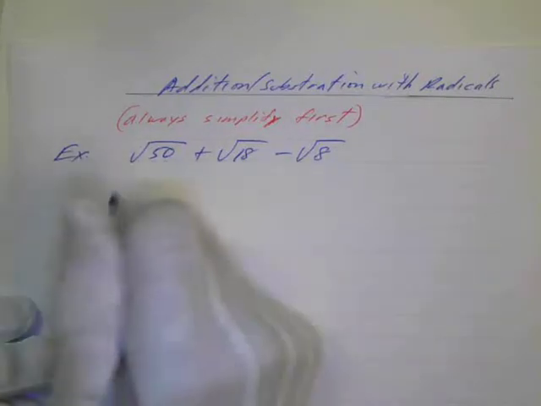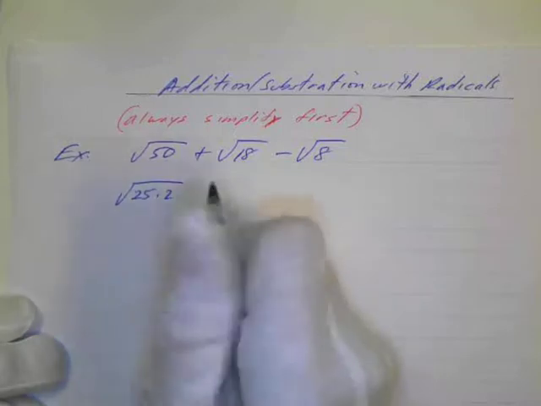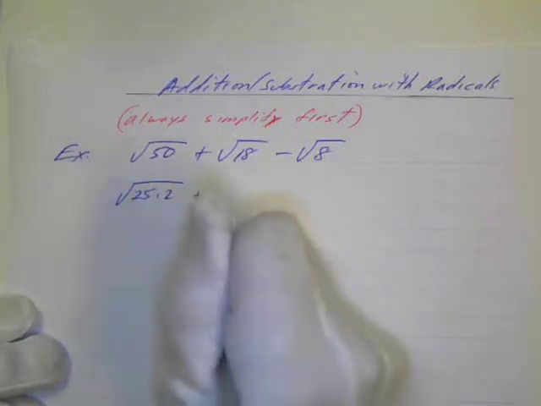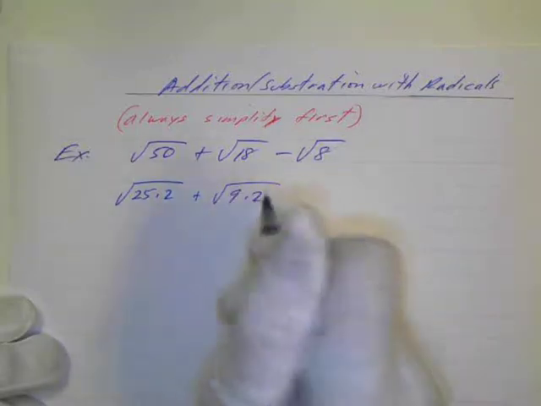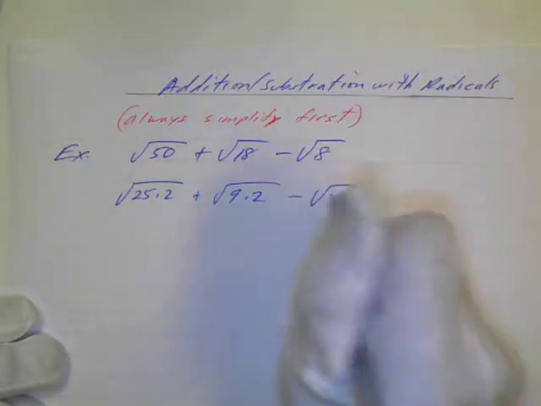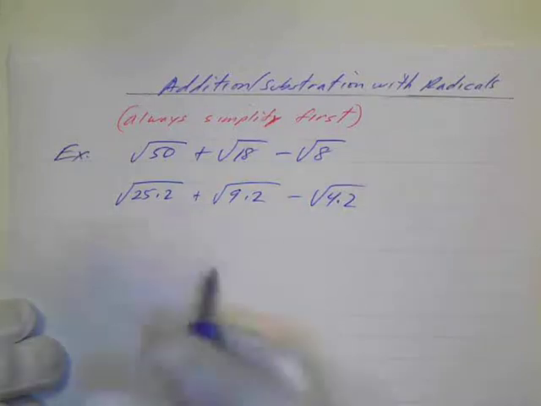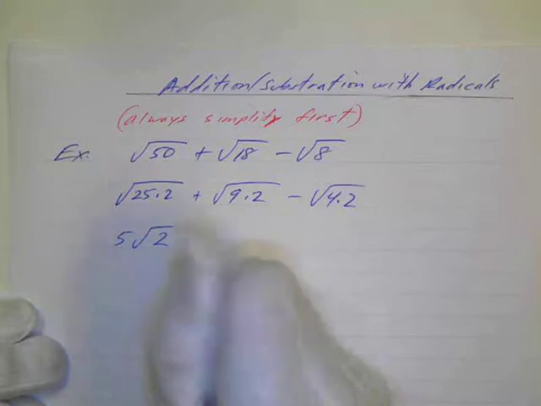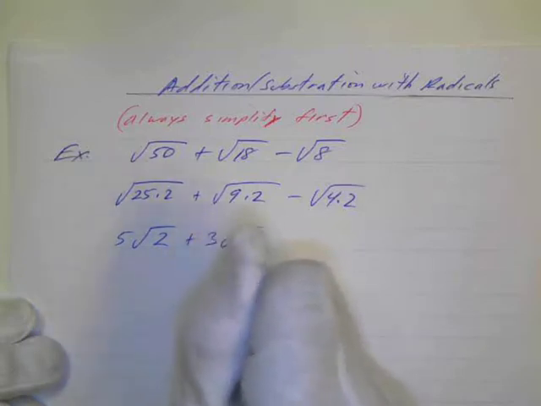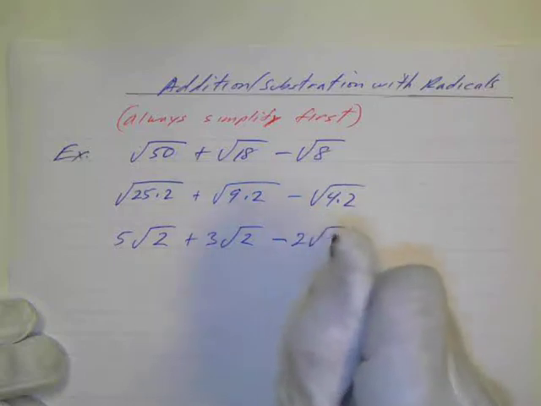I know there's a perfect square factor, so this is the same thing as 25 times 2. That's 50. And this is the same thing as 9 times 2. That's 18. And this is the same thing as 4 times 2. And I can take the square root of 25, which is 5, so I've got 5 times the square root of 2. Square root of 9 is 3, so 3 times the square root of 2, minus, and then the square root of 4 is 2, so 2 square roots of 2.